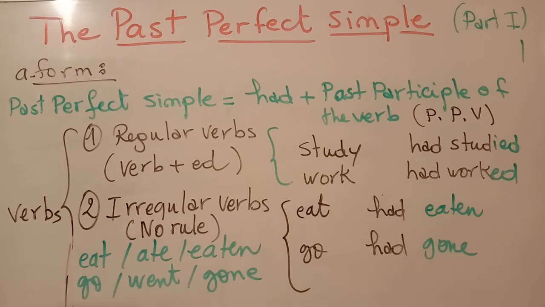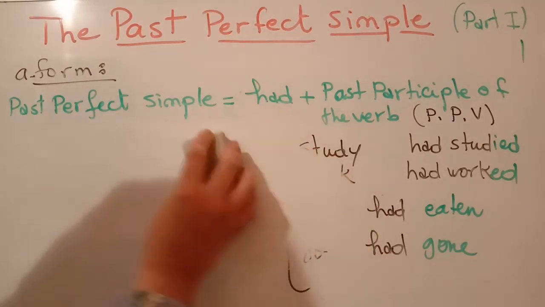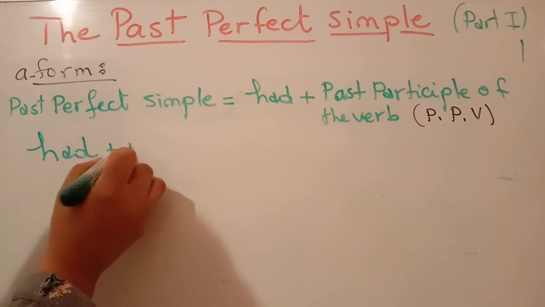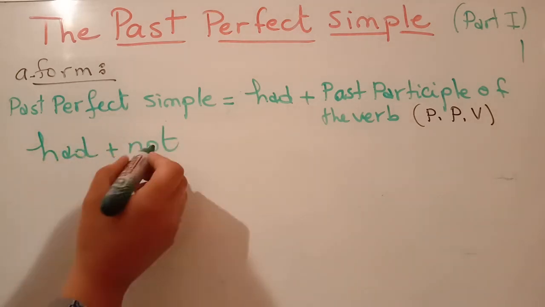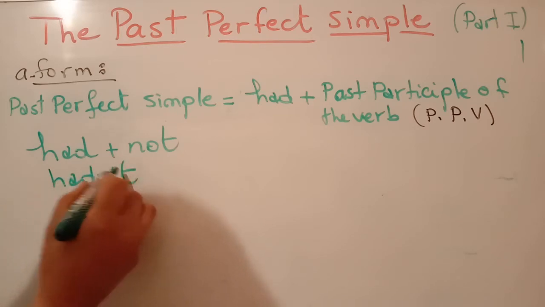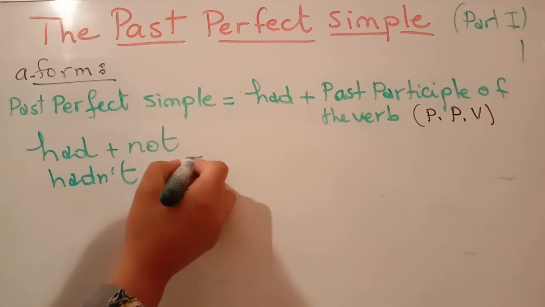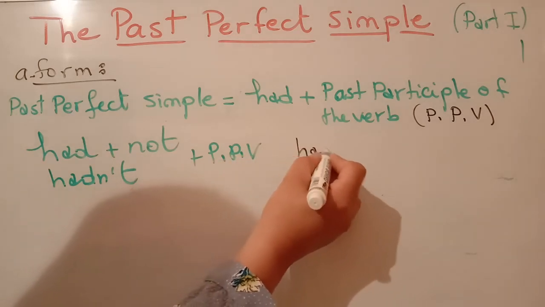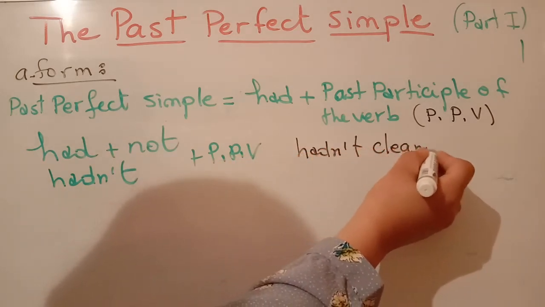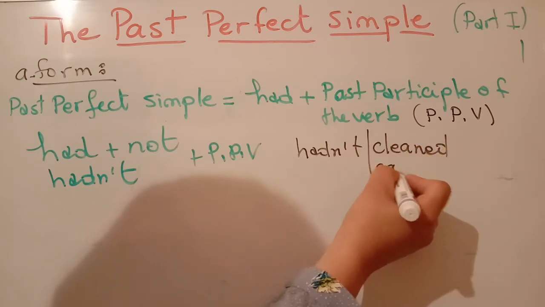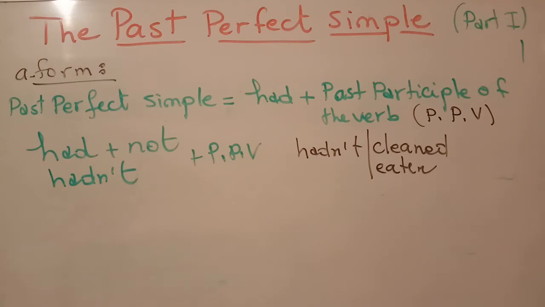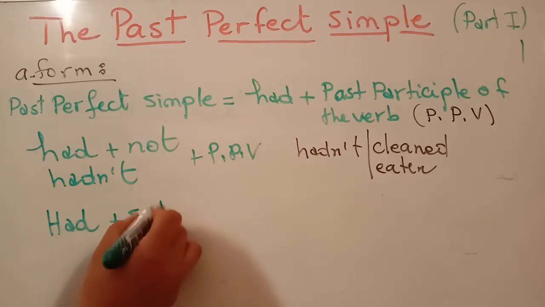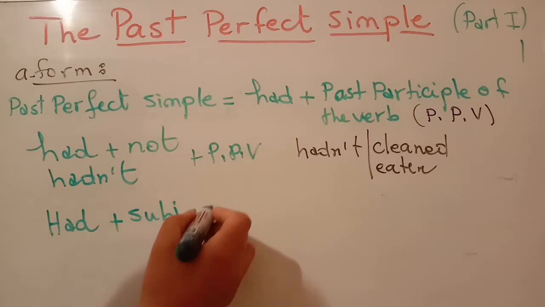If the sentence is negative, the form is the following. We need had plus not, or the short form, hadn't. Short form of had not, hadn't plus past participle of the verb. For example, hadn't cleaned, hadn't eaten, okay? If we have a question, we start with the auxiliary had plus subject plus past participle of the verb, question mark.